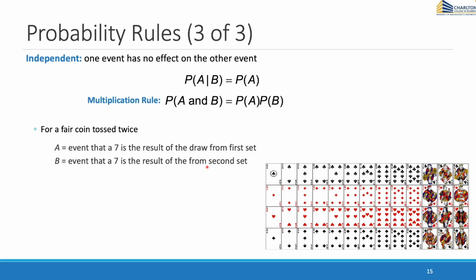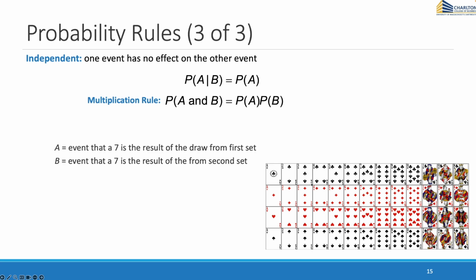Independent. This happens when one event has no effect on the other event. So if the condition, event B, doesn't have any impact on A, then the probability of A given B is simply equal to the probability of A. No matter whether B happens or not, this probability is always the same as the probability of A. So we can summarize the joint probability as the multiplication of the probabilities of the two events. We call this the multiplication rule.